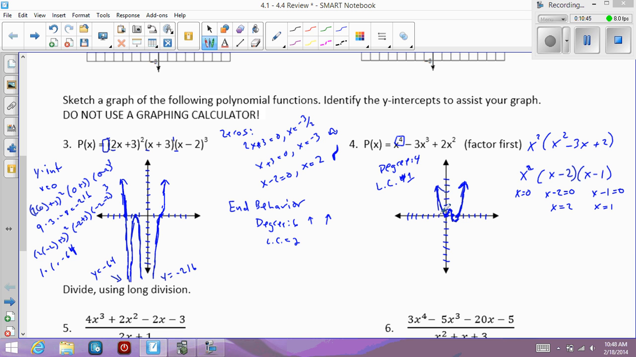And I don't need to find a y-intercept here because I have a 0 at the origin, so my y-intercept will be 0. And you could always plug in a half to see if this is going to go up really high or not. That's entirely up to you. I'm not asking for that, not when the zeros are this close. When there's some numbers in between the zeros, then I would like you to check the height or the depth of the graph, okay? And that's it for number 3 and 4.